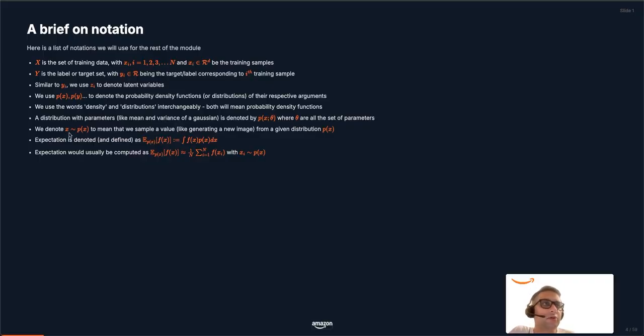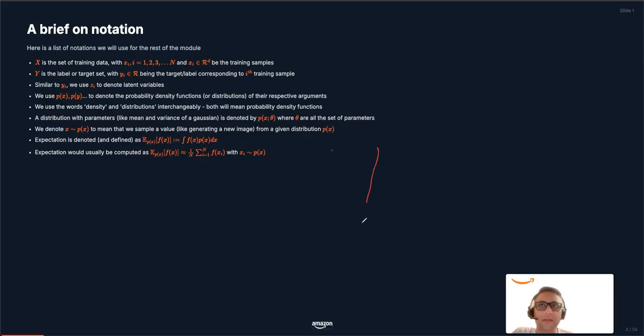Now, this is also an important notation, very common in this community, which comes from conventional statistics. We denote x tilde p of x to mean that we are sampling a value from a given distribution p of x. Okay, so this basically means that, for example, if suppose your p of x is a Gaussian normal, right?